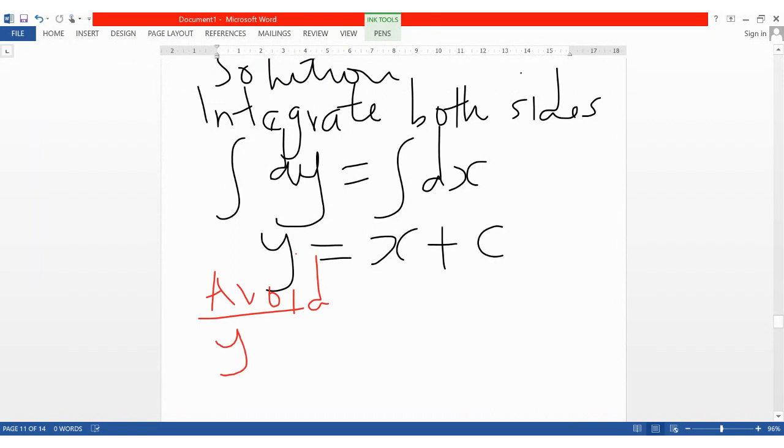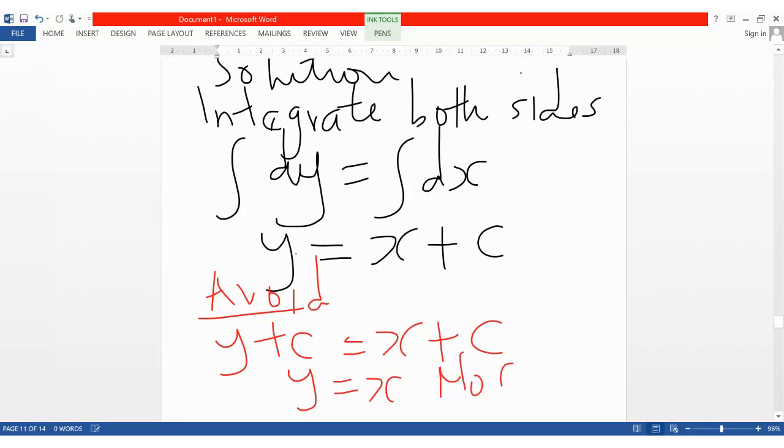You can see that when the c crosses over, you will not have a constant of integration. And the constant of integration, as I've said, will be determined by the boundary condition. I'll show you how to get the constant of integration. When you solve this one, you will get y is equal to x. It will not have any constant. So you avoid that. You only add the constant on the right hand side of the equation.